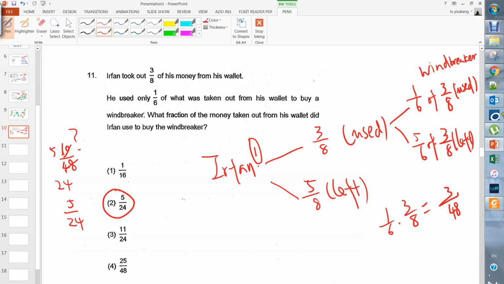Okay, good. So now let's take a look. It said Irfan took out 3/8 of his money from his wallet. So start with 1, 3/8 is used. And then he used only 1/6 of what was taken out, so it's 1/6 times 3/8. So the answer is 3 out of 48 to buy a windbreaker. What fraction of the money taken out from his wallet did Irfan use to buy the windbreaker? So it's 3 out of 48. Is this the simplest form?